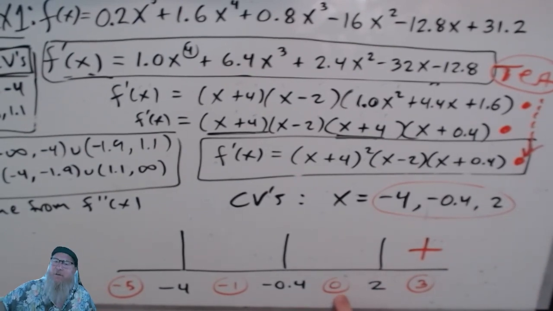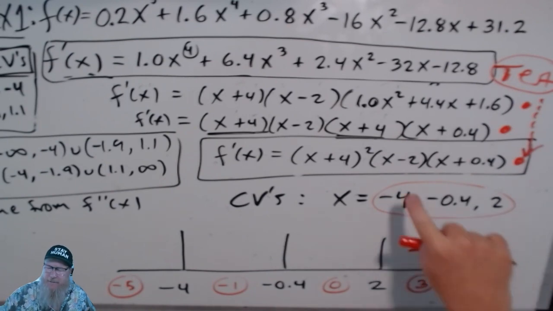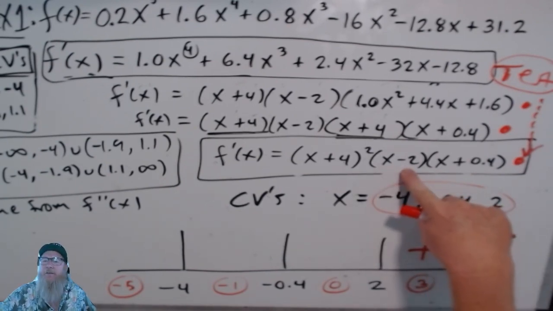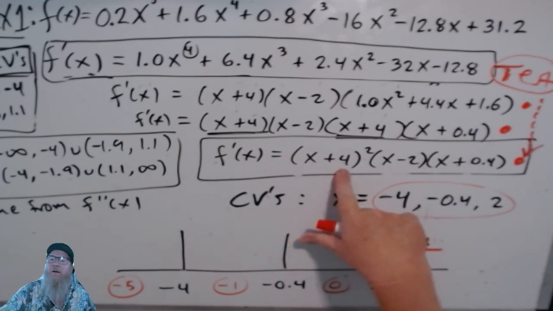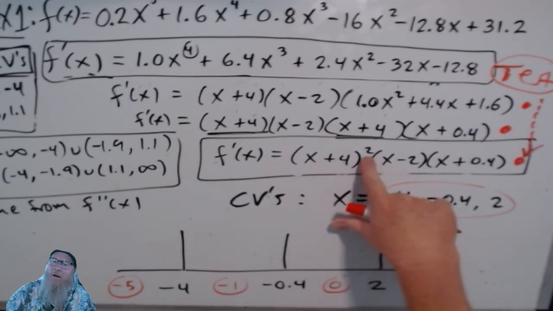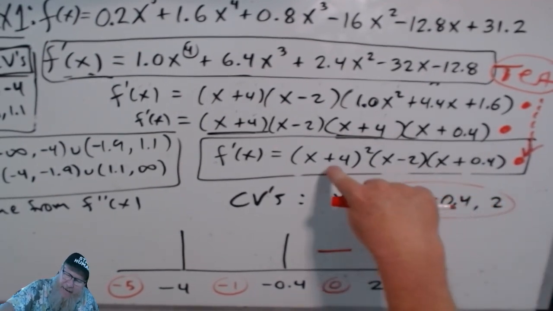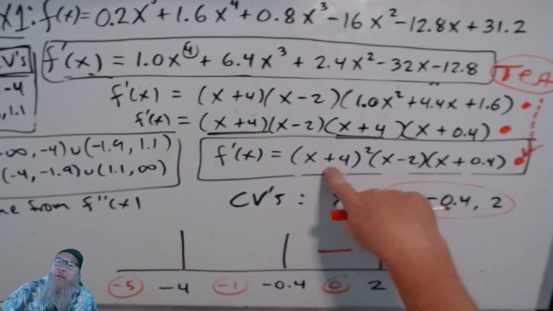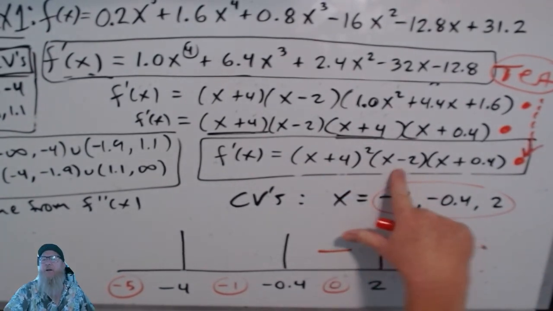All right, let's test 0. 0 plus 4, that's positive. 0 minus 2, that's negative. 0 plus 4, that's positive. When you square it, it's positive. So you have a positive, a negative, and a positive squared, which is going to be negative, right? Because this negative in the middle makes the whole thing negative.